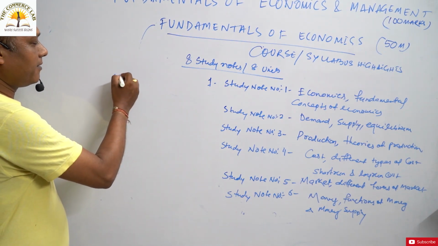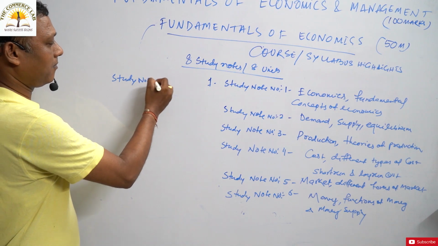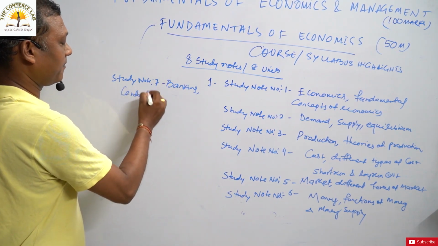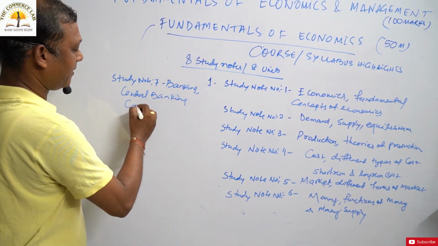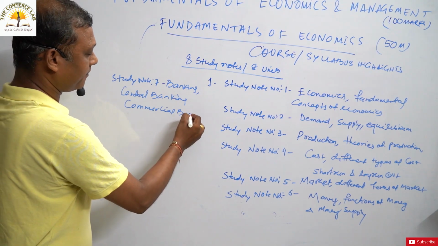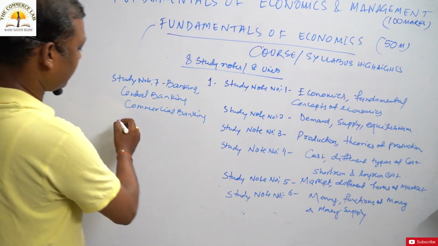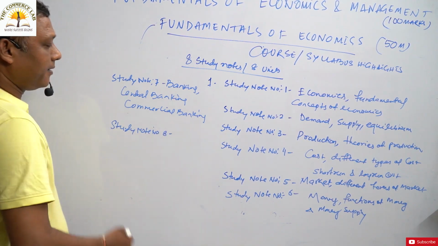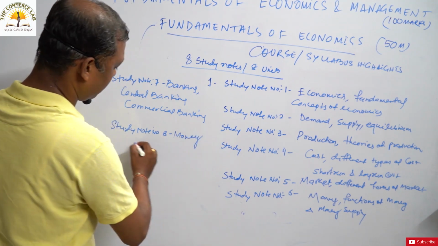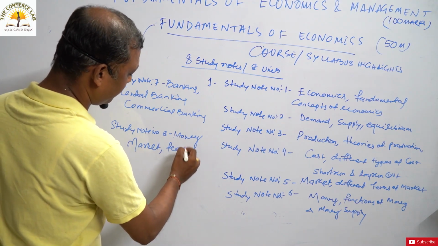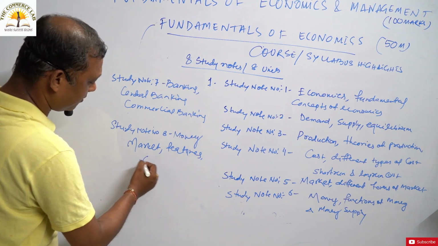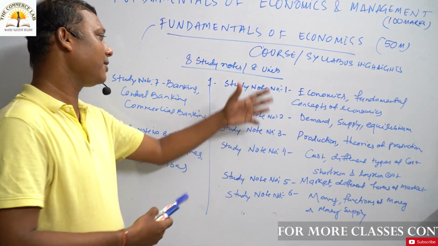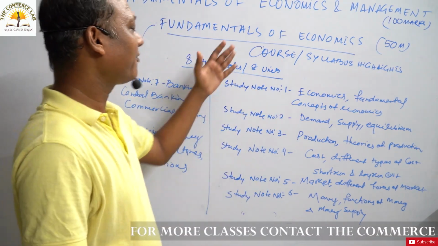Then you come to study note number 7. It comes with banking, central banking, and commercial banking. Then we will go to the last part, study note number 8. It is your money market, features and functions of Indian money markets. So this is your syllabus details. This is your course highlights of your fundamentals of economics.